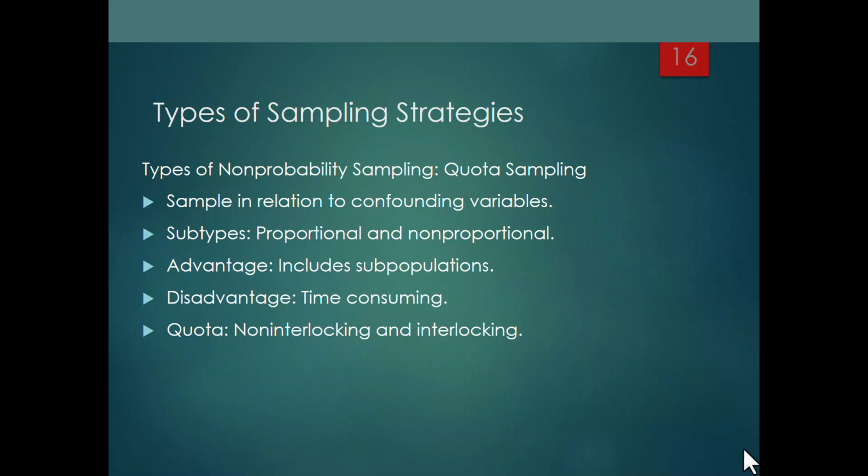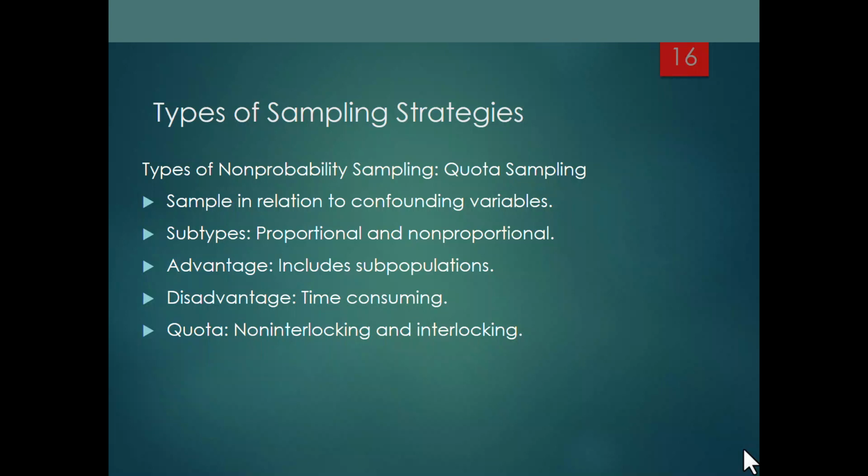However, it's usually that another variable explains away this relationship. So the subtypes of quota sampling are proportional quota sampling and non-proportional quota sampling. With proportional quota sampling, the researchers want the sample size of each subgroup of the confounding variable to be proportional in its representation to the population. With non-proportional quota sampling, the researcher wants the sample size of each subgroup to be disproportional in its representation.